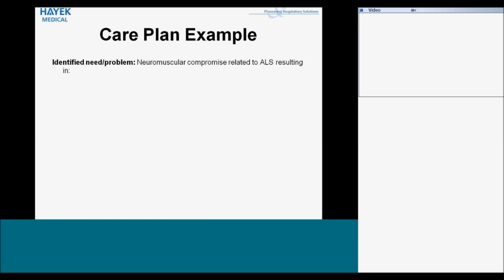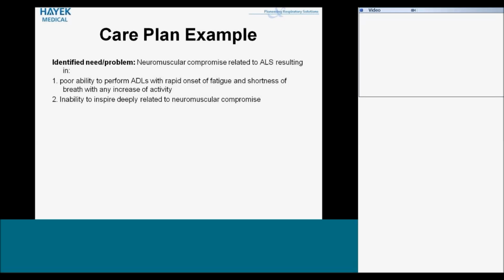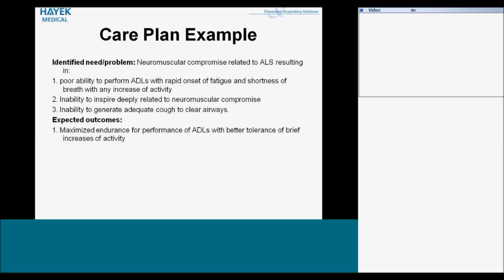Okay, a simple example of the care plan: identified needs may be neuromuscular compromise related to ALS, resulting in problem 1, poor ability to perform activities of daily living with rapid onset of fatigue and shortness of breath with any increase of activity. Problem number 2, an inability to inspire deeply related to neuromuscular compromise. Problem number 3, inability to generate adequate cough to clear airways. Our expected outcomes or goals related to those 3 problems are to maximize endurance for performance of ADLs with better tolerance of brief increases in activity, improved volume expansion and chest wall mobility, and third goal would be improved airway clearance.